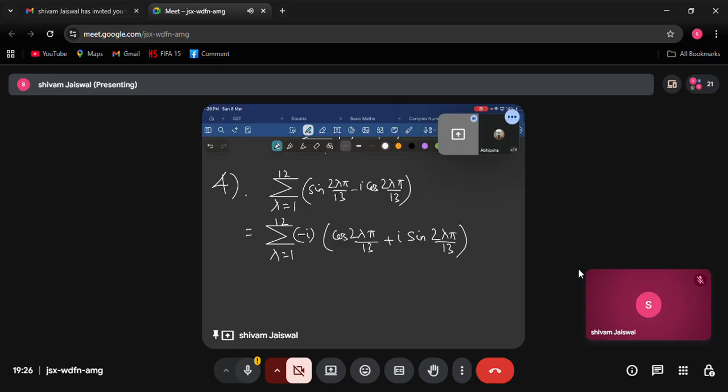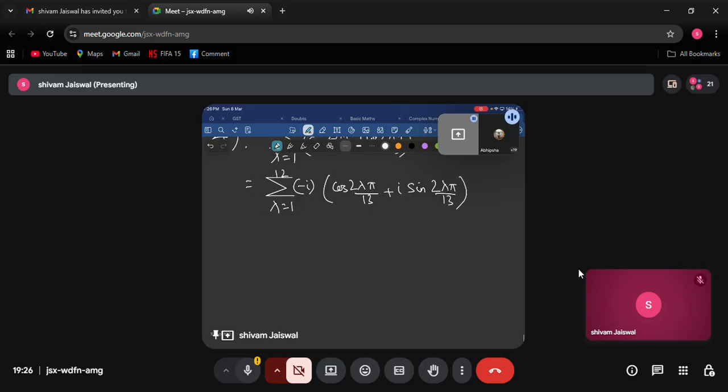Right, tell me everyone. So what is this? These are the 12 roots of unity except one. So can I write minus iota into minus 1? This will become iota. Done. Anyone having any doubt? These are all the 12 roots of z to the power 13 minus 1 equal to 0, except one. Tell me, anyone having any doubt?